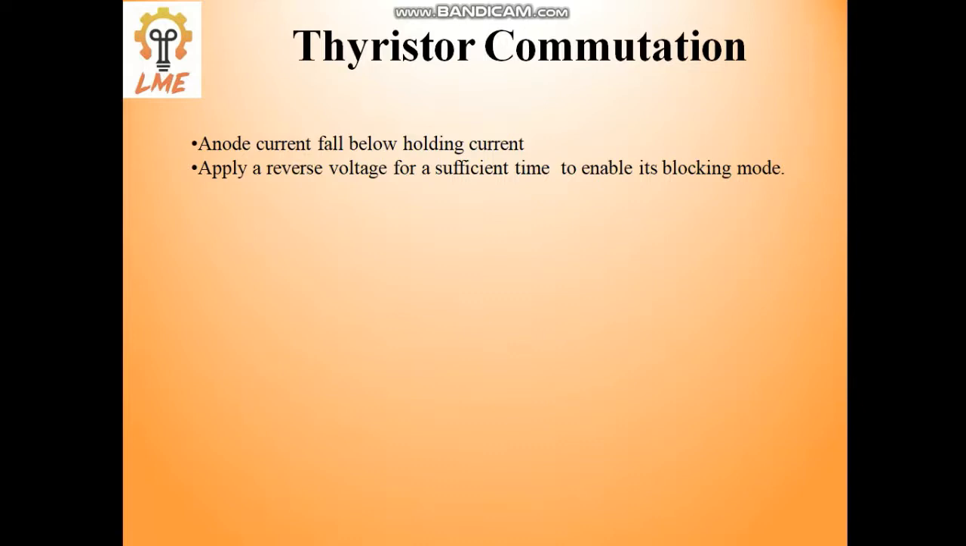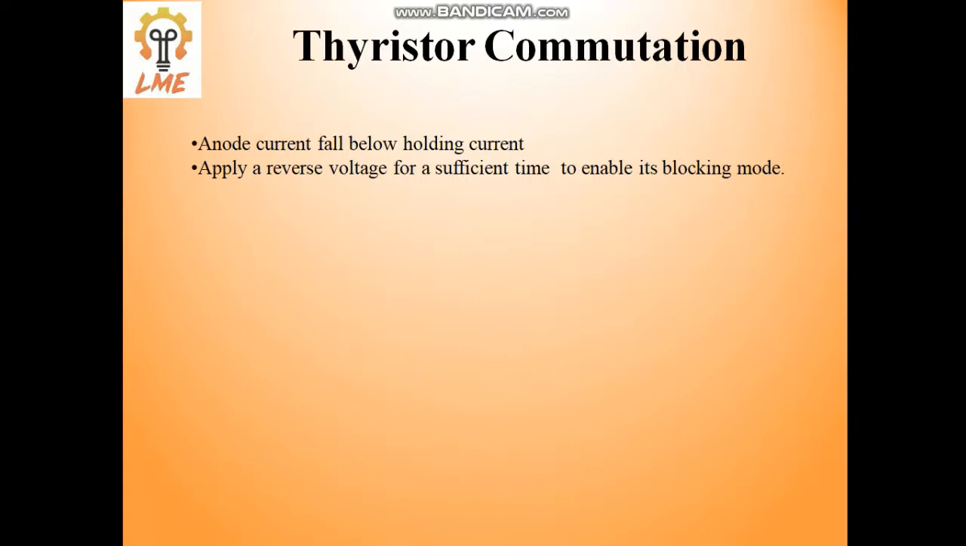If the anode current falls below the holding current, then only the thyristor goes back to off state. Otherwise, we apply a reverse voltage for a sufficient time to enable its blocking mode. So once the thyristor is on, if we remove the gate signal, the thyristor will never be off. Then what do we have to do? By hook or by crook, we have to reduce the anode current below the holding current. Then only the SCR will be off, as per the definition of the holding current.